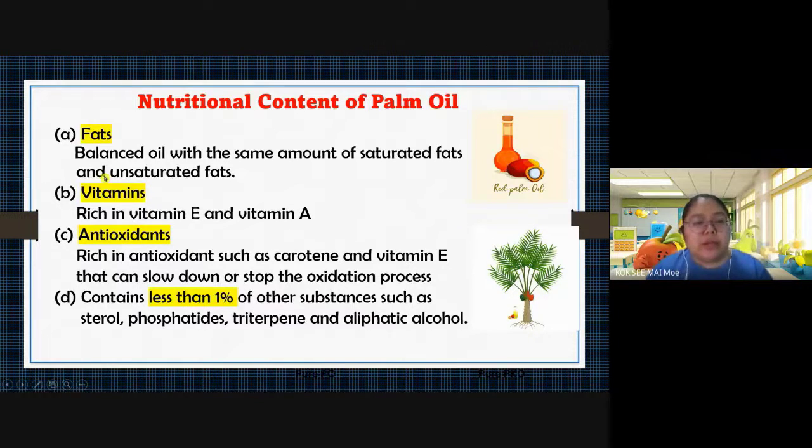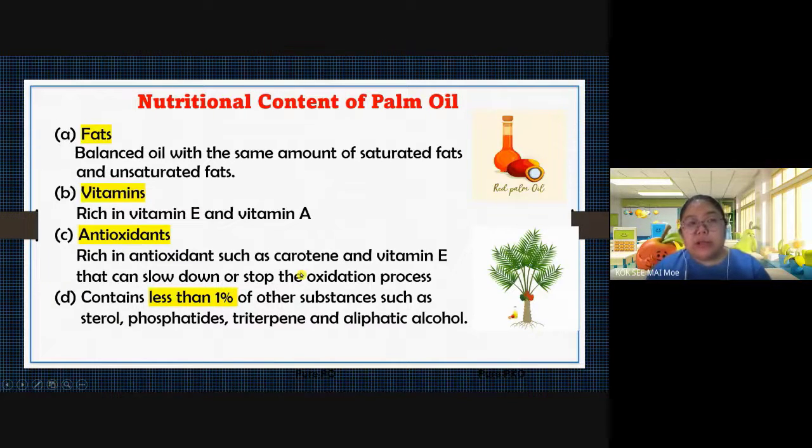Number two, it has vitamin E and also vitamin A. Antioxidants. Just now we said oxidation will happen in your body, but this can act as an antioxidant in your body. It is rich in antioxidants such as carotene. It has carotene in the palm oil, which means it can reduce oxidation in your body. Then it also has vitamin E, which can slow down or stop the oxidation process.